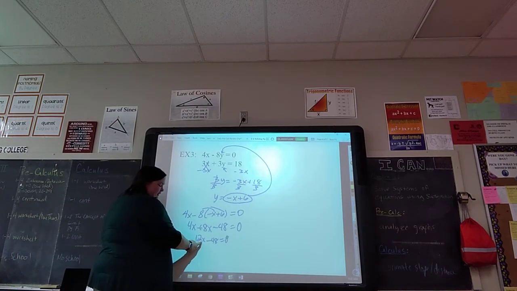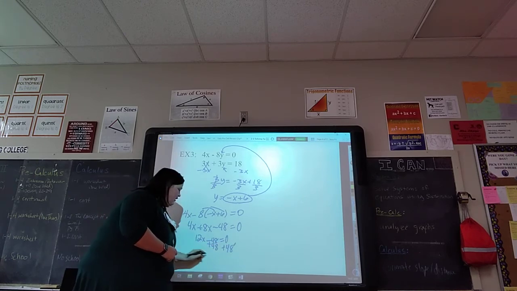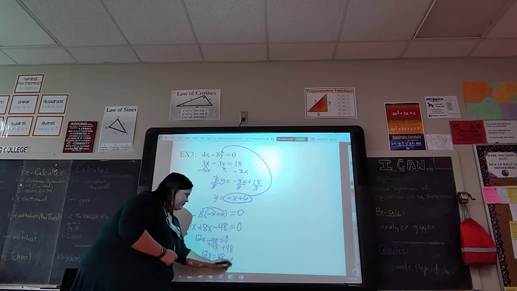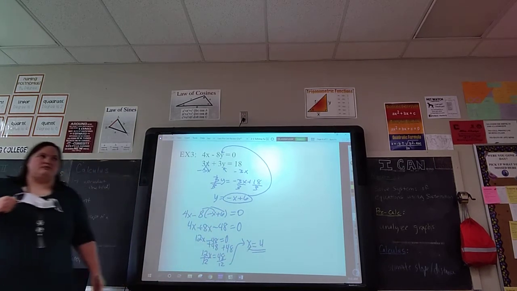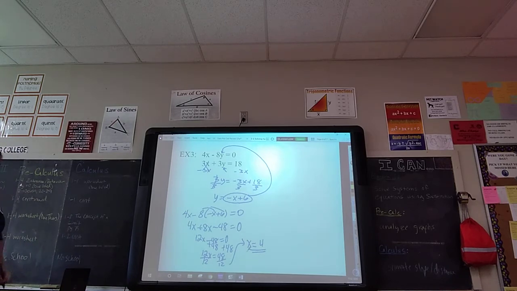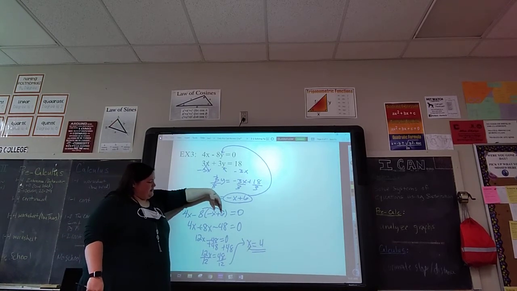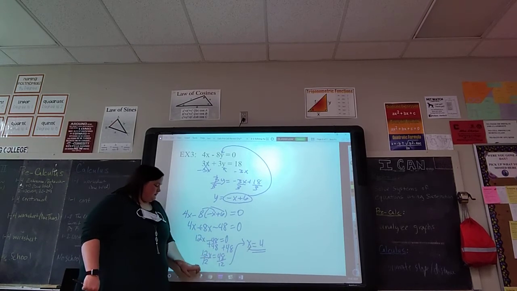Next, we have to get x by itself. So I'm going to add 48 over here. So I have 12x is equal to 48, divided by 12. So x is going to equal 4. Like I said, once you've got this distributed and combined like terms, once you get here, it's just a regular equation. So I add the 48, divided by 12.